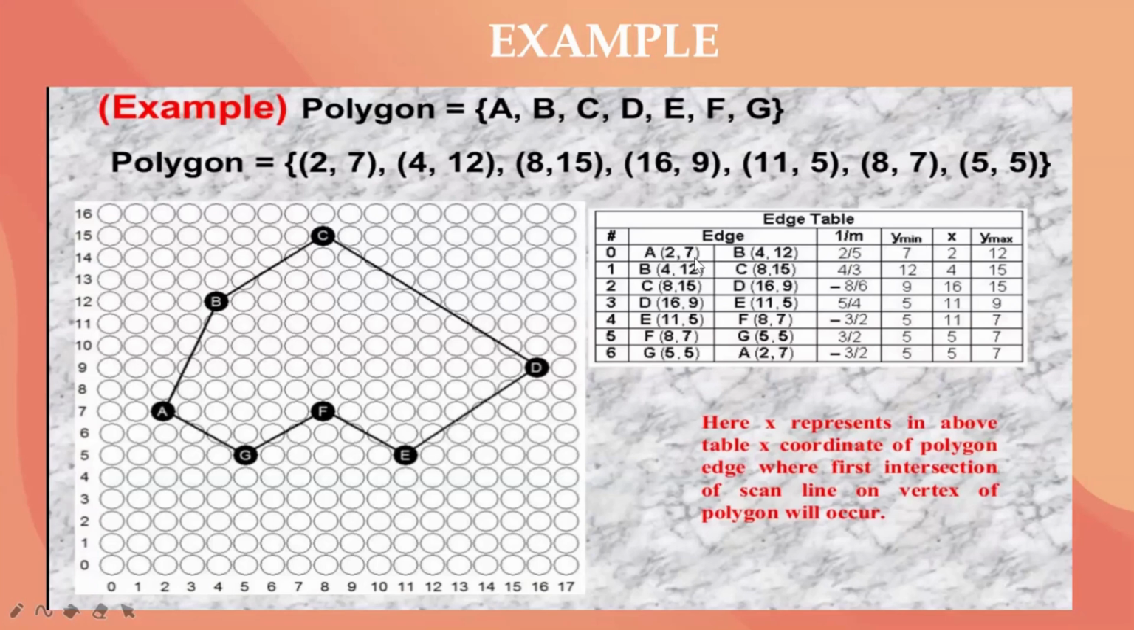Among these two values, 7 and 12, these are your y values, right? Which one is your minimum? 7. Which one is your maximum? 12. Just write it down. And what is the x value here? 2. The first value we are going to write, so I have written it here. Similarly, you have to write for all these things. Okay, clearly you are going to write.